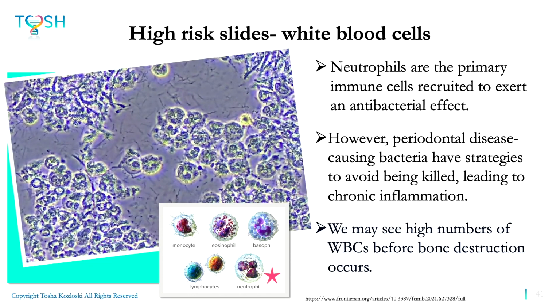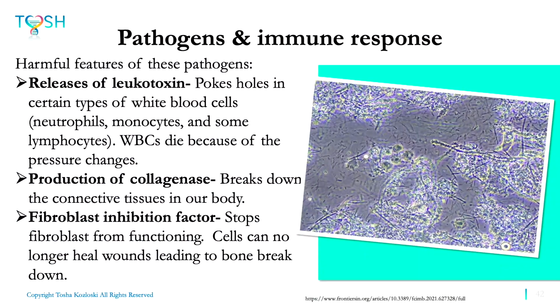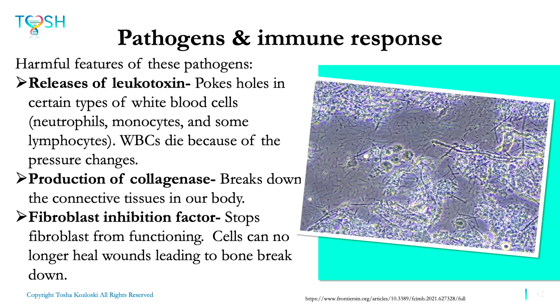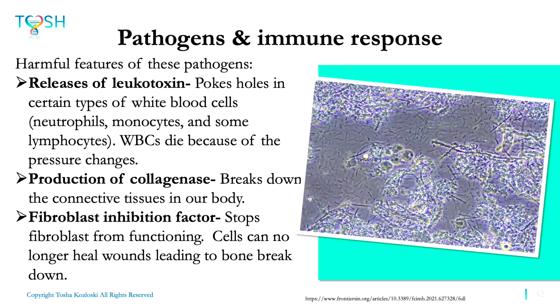And so we can even see high volumes of white blood cells before there's any destruction. So a few takeaways, there's many more than this, but just a few takeaways when it comes to pathogens and our immune response. Pathogens release leukotoxins, which are going to poke holes in our white blood cells, which means that they're going to die.